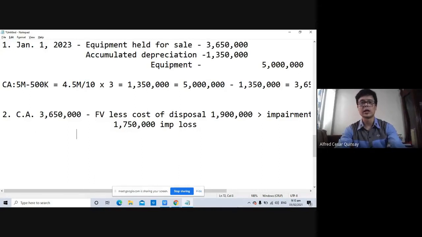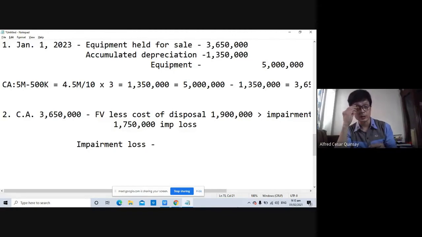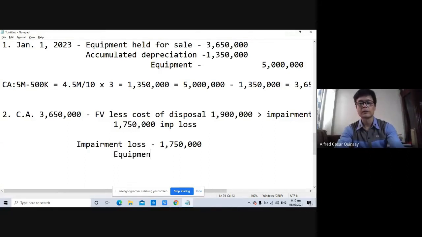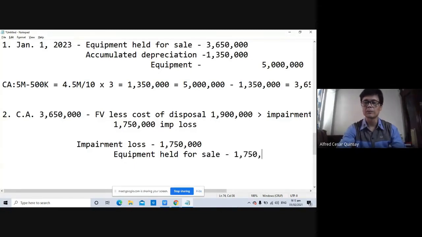Now let's make the journal entry. Debit impairment loss, 1,750,000, so the value goes down to fair value less cost of disposal. And then we credit equipment held for sale, also 1,750,000, so it goes down to the fair value less cost of disposal.